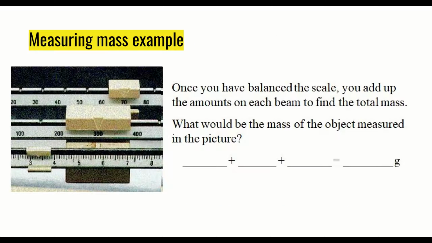Okay, so let's do an example. We have a zoomed in version here of our scale. These are our sliders. There are three different sizes of them, all of them representing some amount of grams. Once you have balanced the scale, you add up the amounts of each beam to find the total mass. What would be the mass of the object measured in the picture? Now we don't know what the object is, but we can see these different numbers.